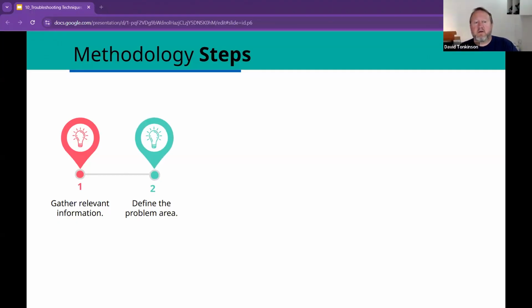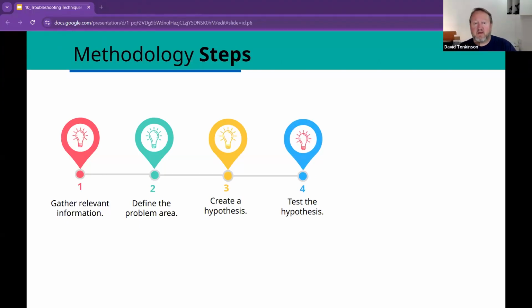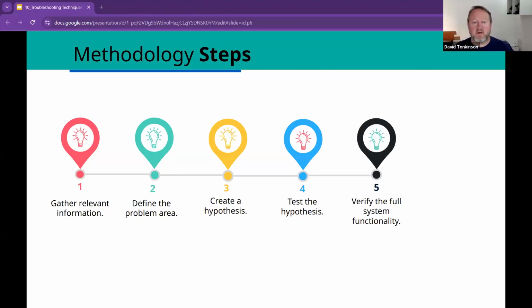We need to define the problem area. So we need to get some good descriptions from the customer around these. And when we have that, we can then create a hypothesis. And we'll talk about what a hypothesis is in a little bit. And we need to test the hypothesis and have a look at exactly, does it work? Are our assumptions or hypothesis correct? And then we need to verify the full system functionality. So if we tested it, does it work exactly as it should do?